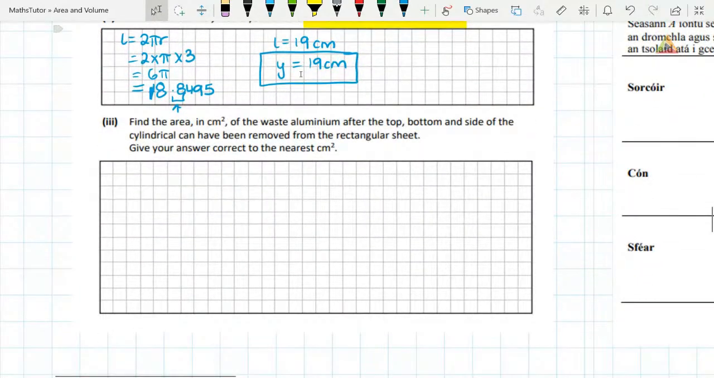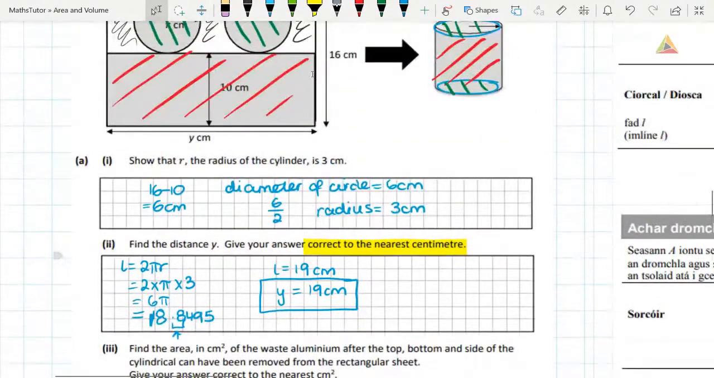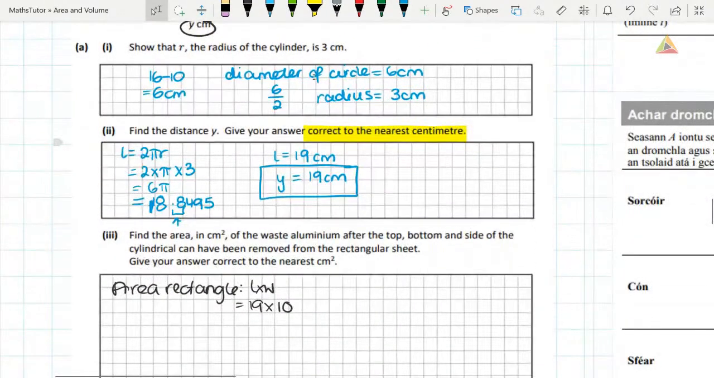So we're going to find the area of the rectangle. And that formula is length multiplied by width. So I can see that the area of this was 19 was my length and my width was 10. So I can see that 19 is what I worked out for this distance, and we were told that it had a height of 10 for that piece. So 19 times 10 is 190 centimeters squared.